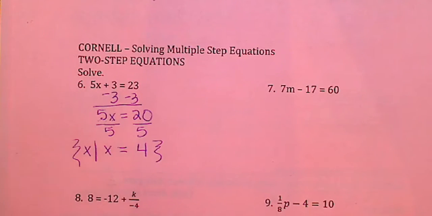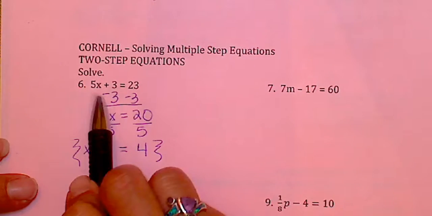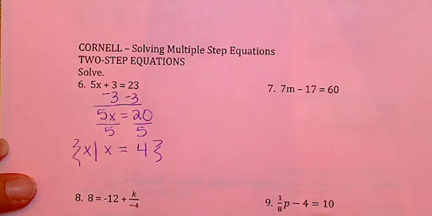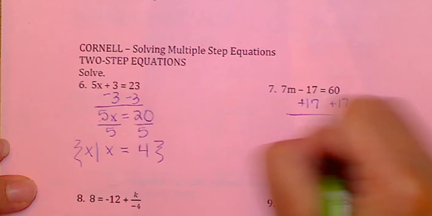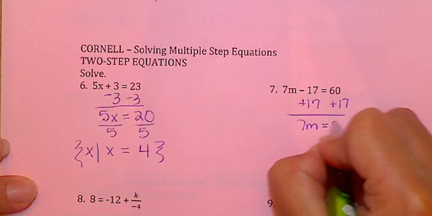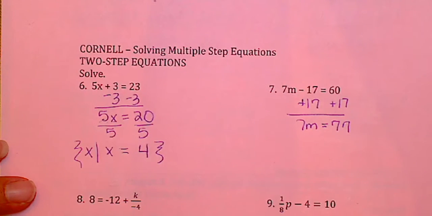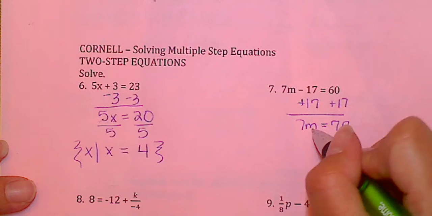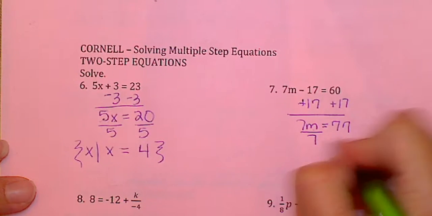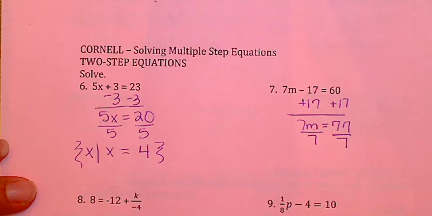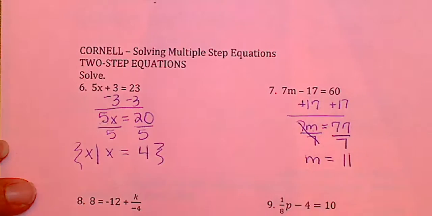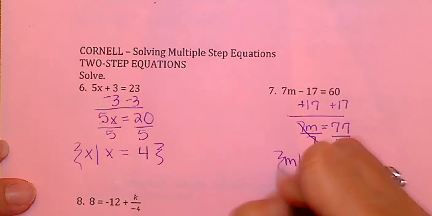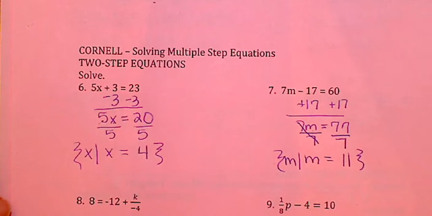Okay, let's see how you did. So we want to undo addition and subtraction first. This one is very similar to this one. So the opposite of subtracting the 17 would be to add the 17 to both sides. All right, 7 is being multiplied by m, so the opposite of that would be to divide by 7. So we can get these 7s to cancel, and we get 11. M such that m equals 11.